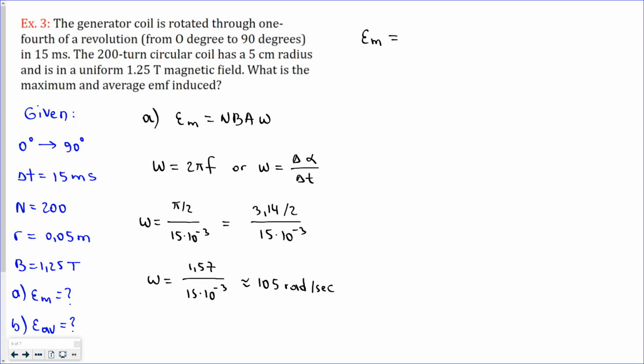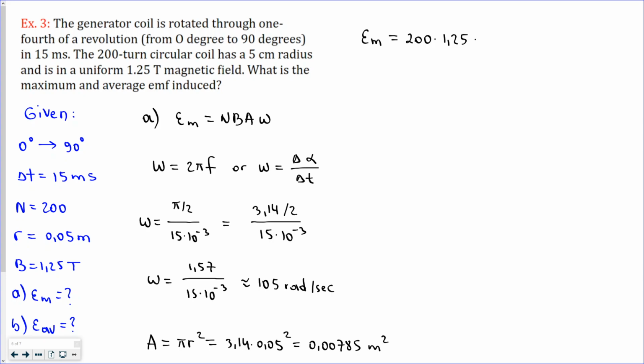Now we can put this into the equation for the maximum EMF. N is 200, B is 1.25, and for the area, we don't know it, but we can find it. This is a circle, so the area is pi r squared, with pi and 0.05 as the radius. So the area is 0.0785 meters squared.